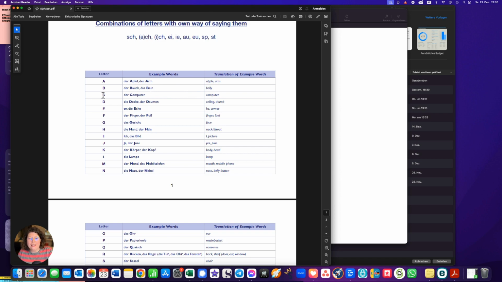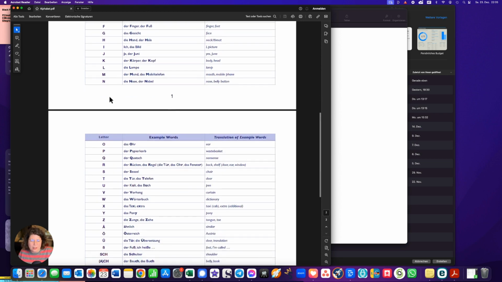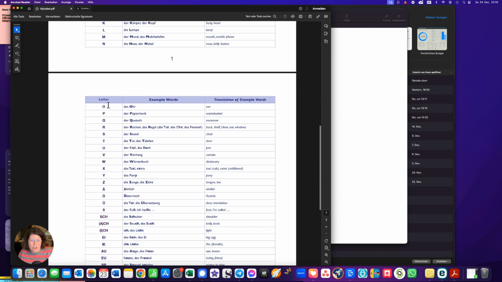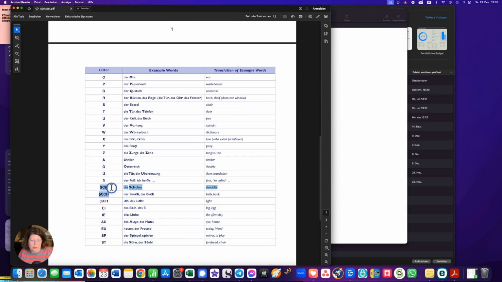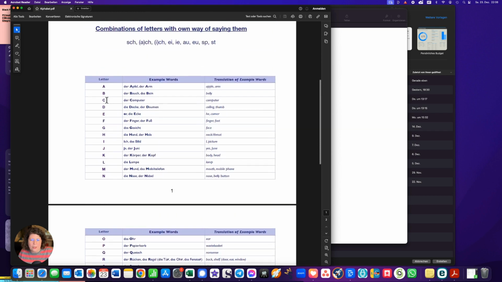So the letter C is in German called C. There are different combinations. Mostly this letter is part of combinations, like two of them you have here, like sh and ch. But when you have the letter by itself, it is very often pronounced like k, like der Computer, which is obviously a computer.